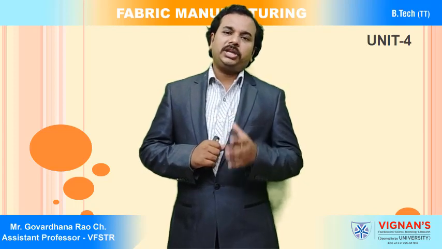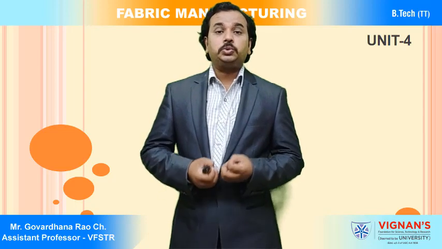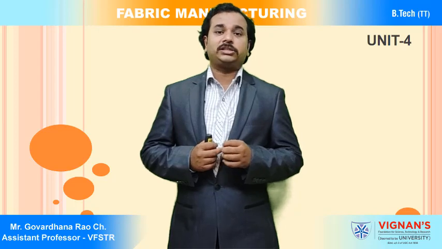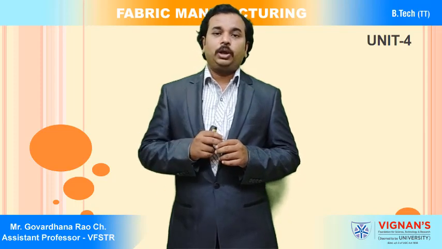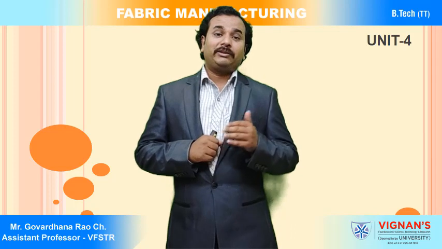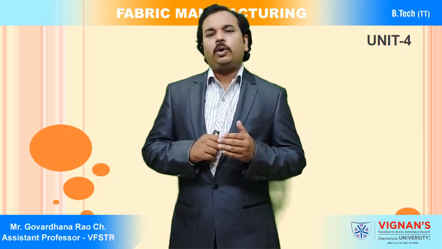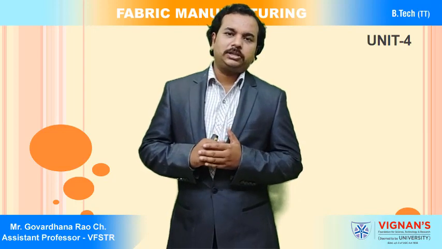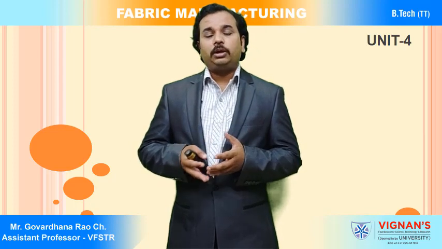In unit number 3, we discussed shuttle weaving. There is a shuttle to carry the weft yarn from one side of the shed to the other side of the shed, nothing but one side of the fabric to the other side of the fabric. Through the shed, the shuttle is passed. The weft yarn insertion is done with the help of the shuttle. Now in shuttleless weaving technologies, there is no shuttle. There is no usage of the shuttle.